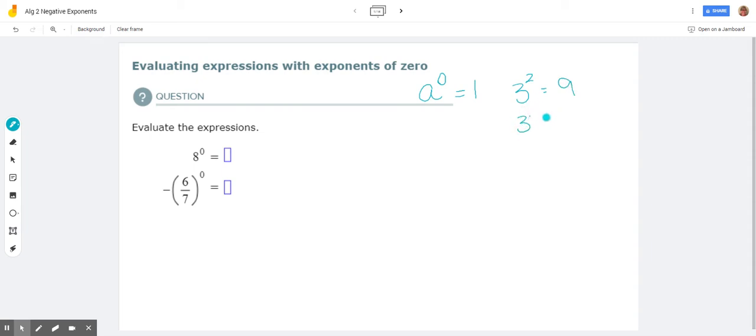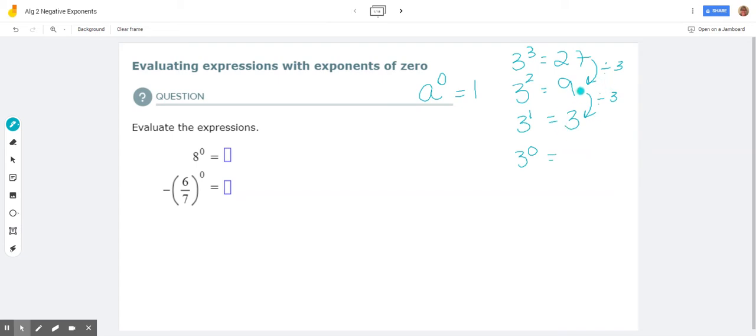3 to the first power equals 3. I could have done 3 cubed too. 3 cubed equals 3 times 3 times 3, which is 27. Now what's happening each time? Each time we're dividing by 3, right? Because going the other way is a multiplication by 3. Okay, so 3 cubed is 27, 3 squared is 9, 3 to the first is 3. Now, 3, 2, 1, the next one to go is 0.